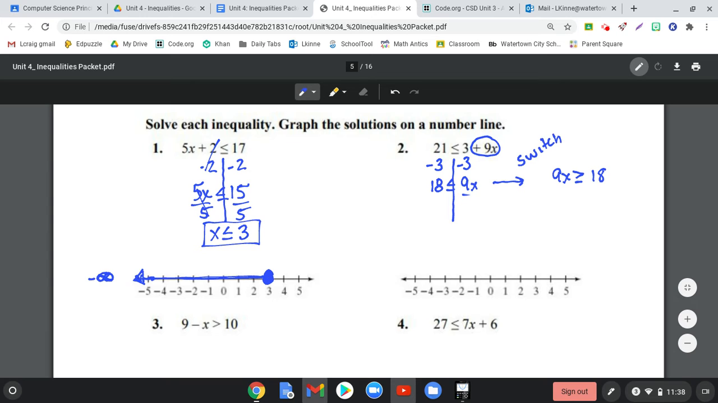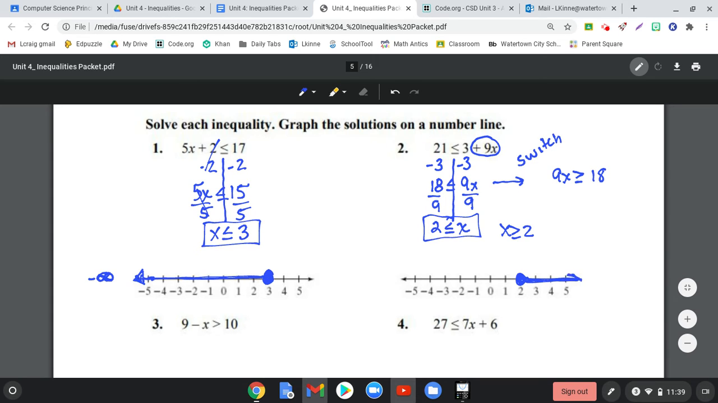Or you can just continue. All right, I'll divide both sides by 9. I'm left with 2 is less than or equal to x. But again, be careful there. It might help if you switch sides. If 2 is less than or equal to x, then x is greater than or equal to 2. Either way, you're going to have a closed circle at 2. And then think about the numbers that are going to make that true. 2 is less than what? 2 is less than 3. 2 is less than 4. 2 is less than 5. All right, you're going to shade that way.